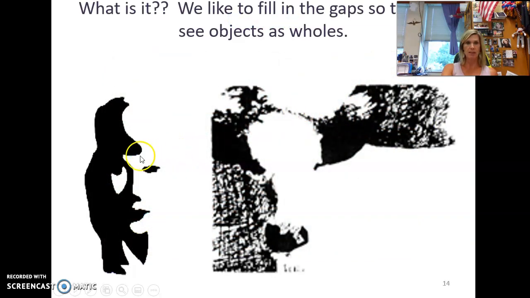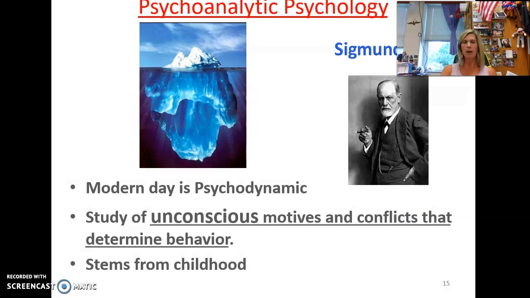Okay. Again, for time's sake, we're going to speed forward. You have a saxophone or woman's face, and then there's a cow. Okay. So filling in those gaps, so can we see objects as a whole. Lastly, of our history here, we're going to stop with Sigmund Freud.